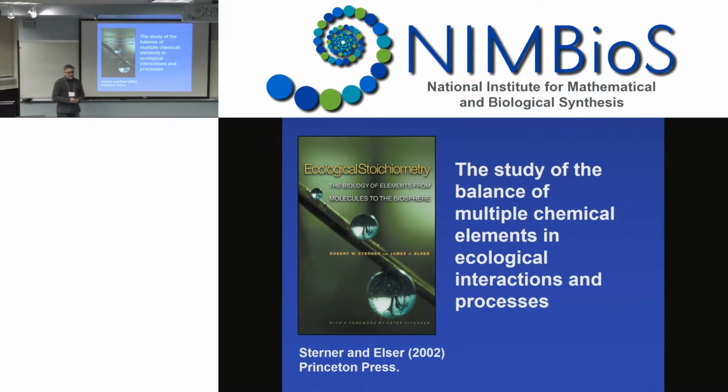A more famous stoichiometry text is this book, written by Sterner and Elser in 2002. I bring this up because it has been the book that started a lot of this. It has got a lot of people thinking about it, and it's been cited a lot. It provides a nice definition: the study of the balance of chemical elements in ecological interactions and processes. So that's what we're going to talk about, ecological stoichiometry.